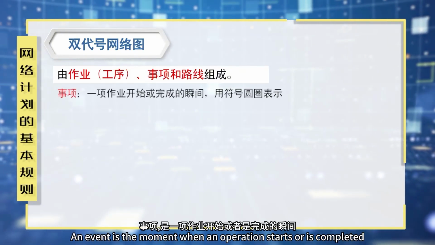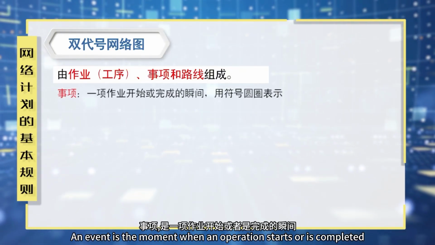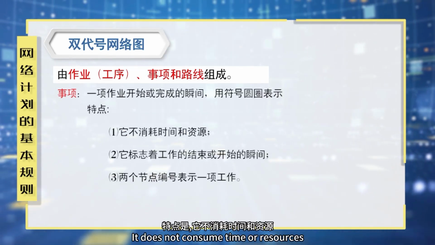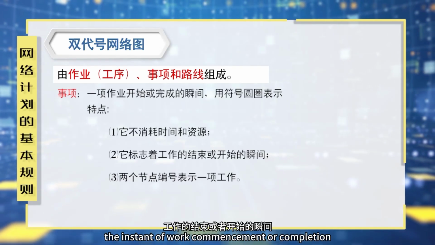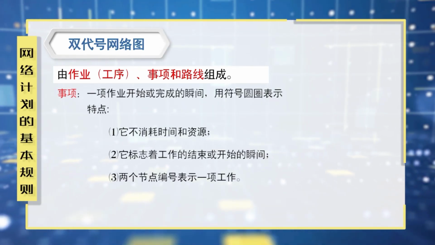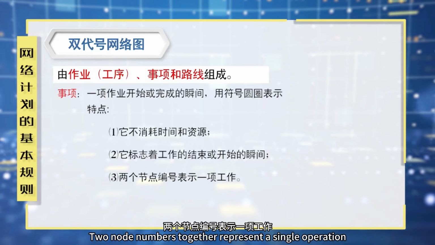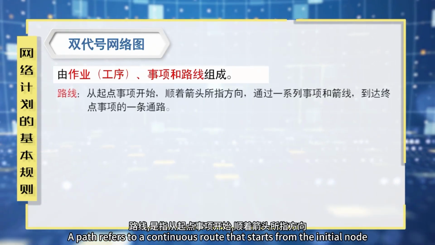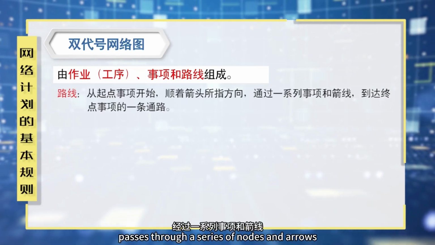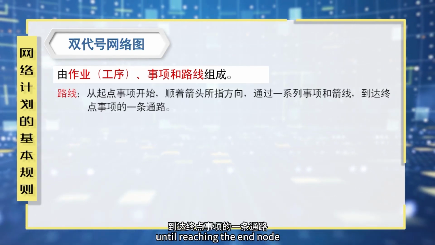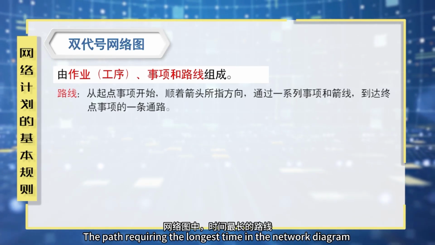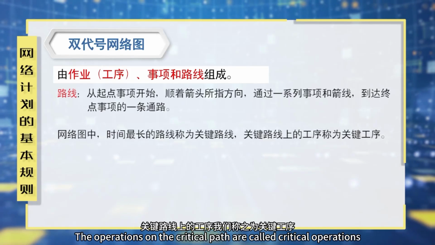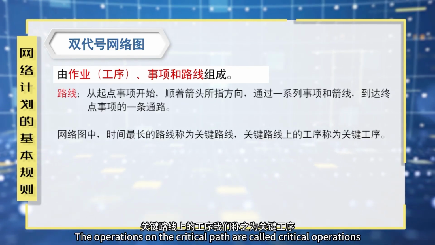An event is the moment when an operation starts or is completed, and it is represented by a circle. It does not consume time or resources, but simply marks the instant of work commencement or completion. Two node numbers together represent a single operation. A path refers to a continuous route that starts from the initial node, passes through a series of nodes and arrows, until reaching the end node. The path requiring the longest time in the network diagram is called the critical path. The operations on the critical path are called critical operations.